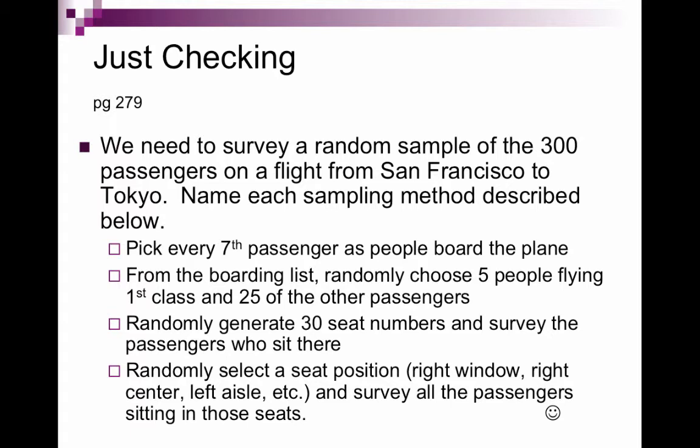The last one, we randomly select a seat position, so right window, right center, left aisle, and so forth. And then we survey all the passengers sitting in those seats. This would be a cluster. We clustered based off of seat position. We picked one, and we survey everybody in that position. So each of these are viable sampling methods. It just depends on what we're interested in.